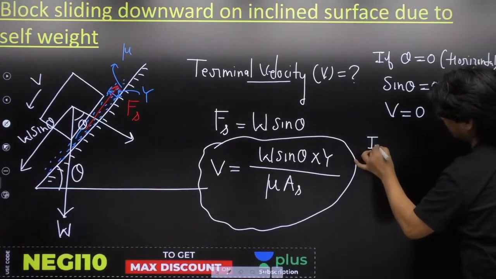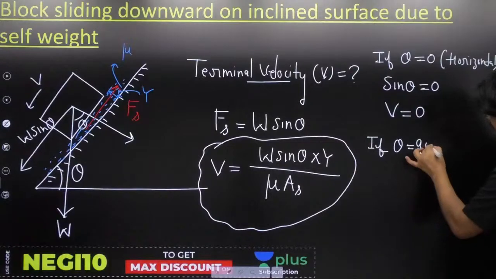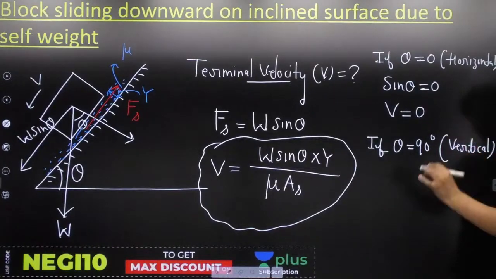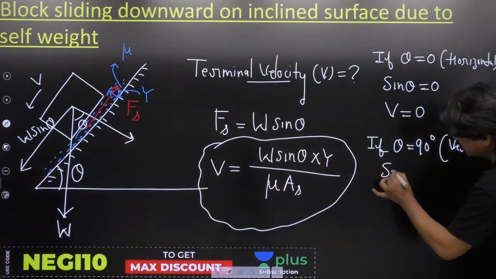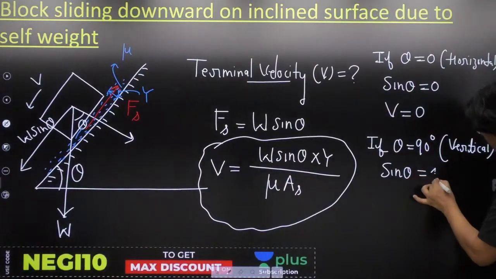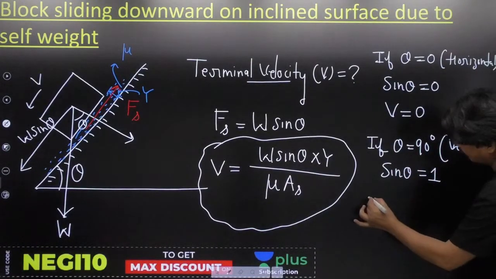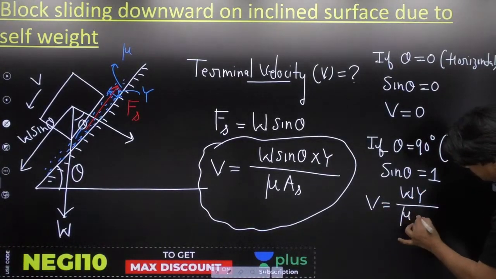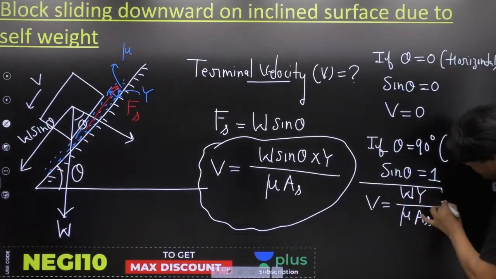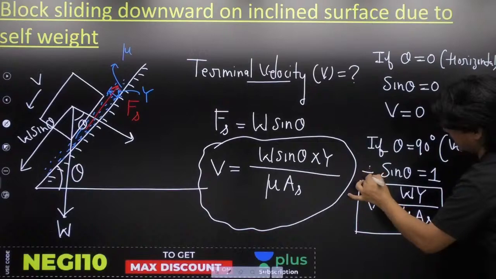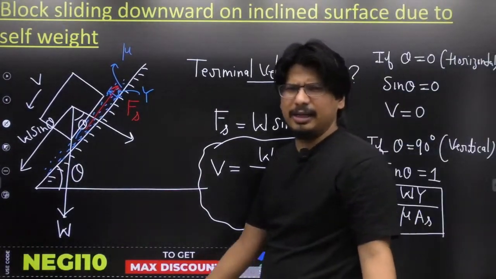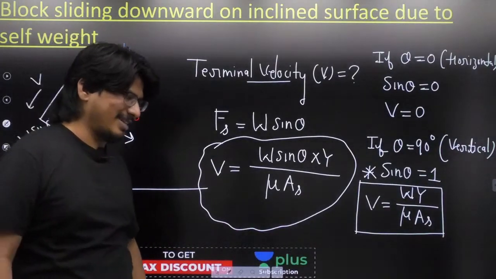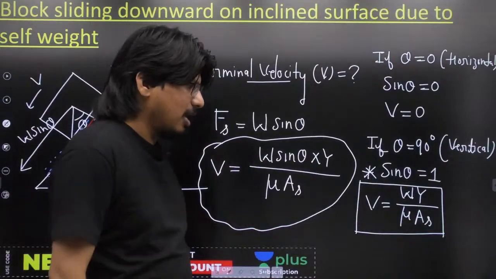And do you remember, if theta is equal to 90 degree, that means I'm having the vertical surface. And if theta is equal to 90 degree, what will happen? Sin theta will be 1, na. Then what will be the formula? V will be equal to W into capital Y divided by mu AS. This will be the formula if theta is 90 degree. A special case: theta is 90 degree, sin theta is 1, we are getting V is equal to WY divided by AS. Yes, excellent. Yes, Prasad, very good beta. So are you clear till here?